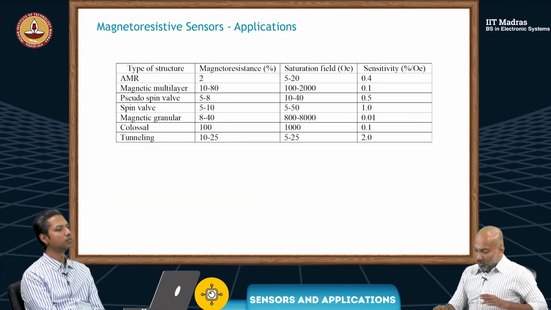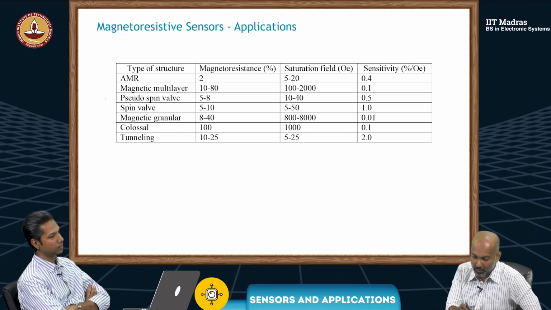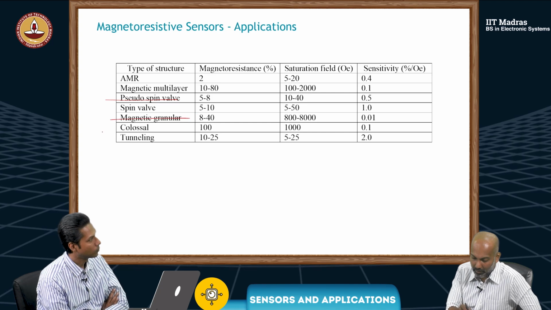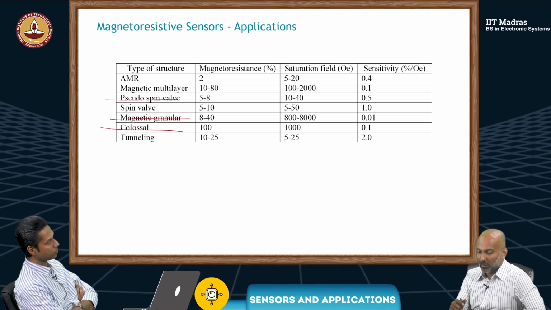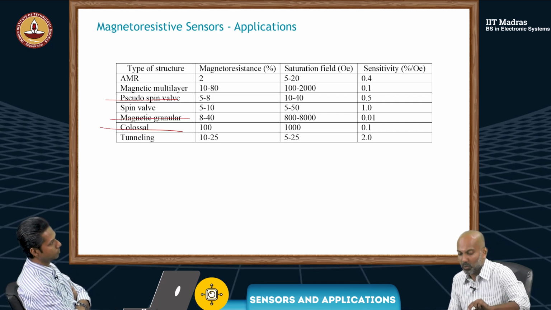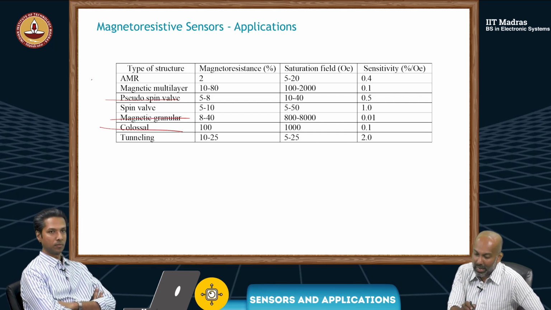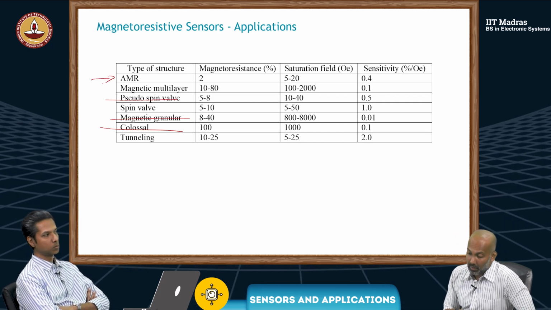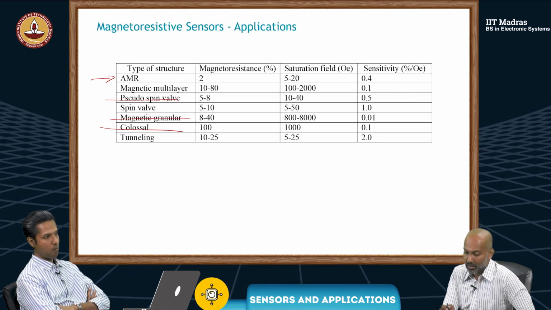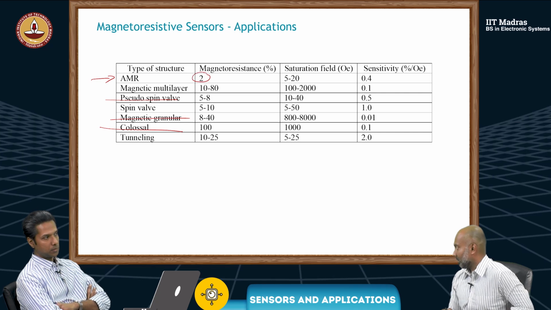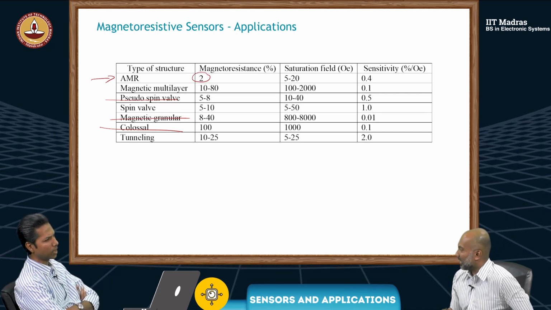So finally, I thought, there's a little table. Now, ignore the pseudo spin valves and magnetic granular or even colossal magnetoresistance. The pseudo spin valves are something between a spin valve and a magnetic multilayer. But see, if you look at AMR, that's the first thing we studied, right? The AMR, compared to your spin valves and your tunneling magnetoresistance, generally has the smallest change in resistance. Means sensitivity is lower compared to the other two.